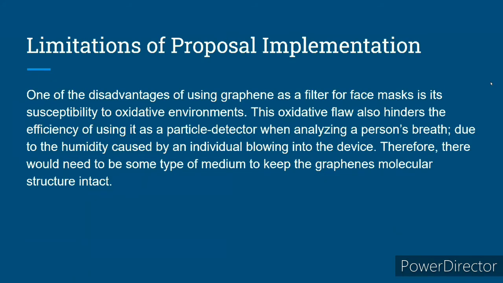So one of the disadvantages of using graphene filters for face masks is the vulnerability of graphene to oxidative environments. This oxidative flaw hinders the efficiency of using it as a particle detector when analyzing a person's breath. This is due to the humidity caused by an individual blowing into the device, and we all know that if we use our mask for more than 5 minutes at a time, more than 10 minutes at a time, except for maybe if we go to a restaurant and we take it off to eat, or we're at home, we don't usually use it.